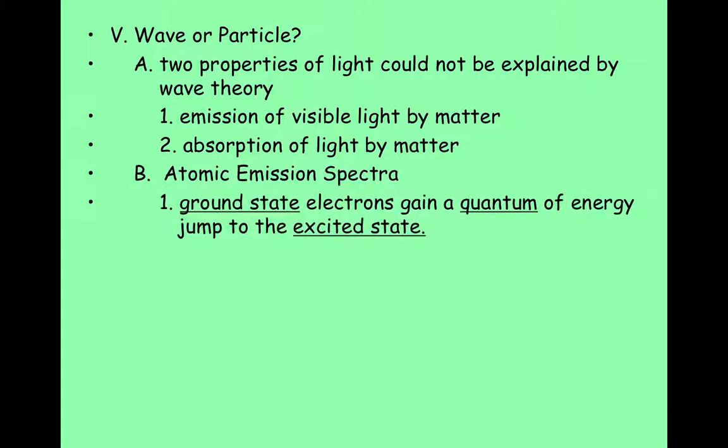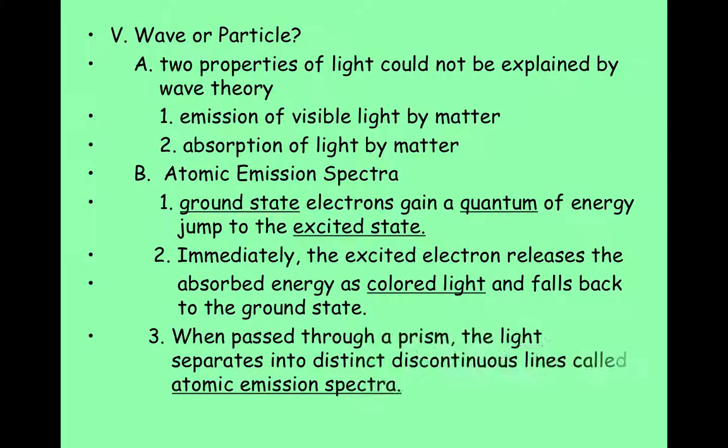But we want to get into some other more difficult experiments, I guess, that shed some light on light, saying that it might be more like a particle. So there are two properties of light that could not be explained by wave theory. And that was the emission of visible light by matter. So sometimes matter seemed to just be kind of sitting around and it would emit light. The other thing is the absorption of light by matter. So sometimes matter is just sitting around and it absorbs light.